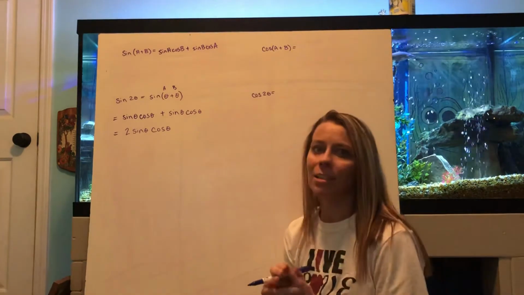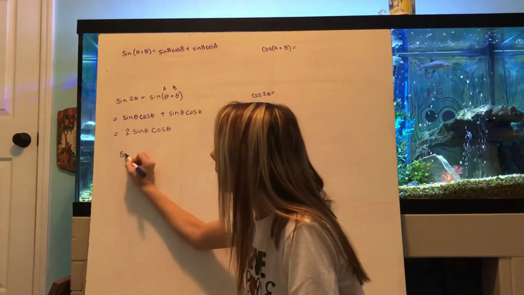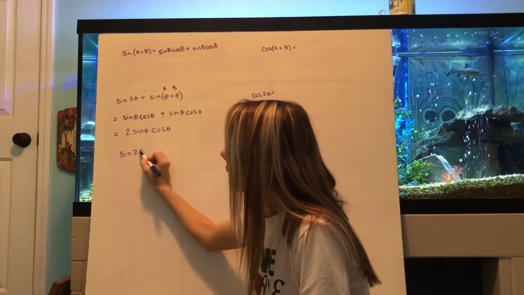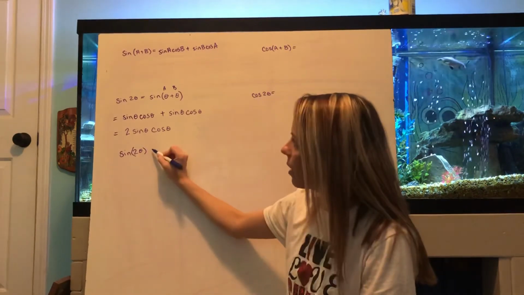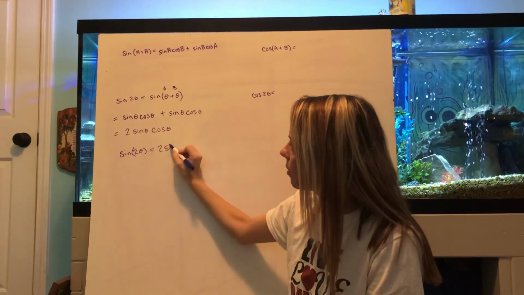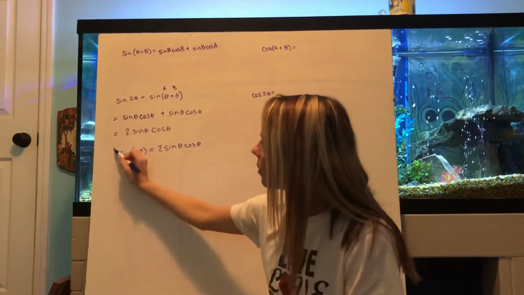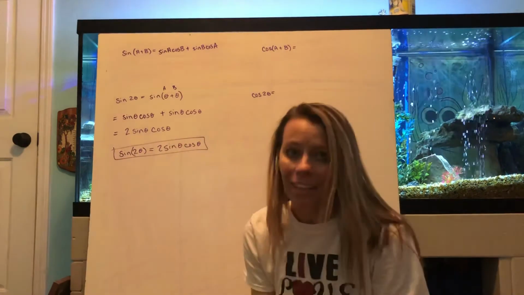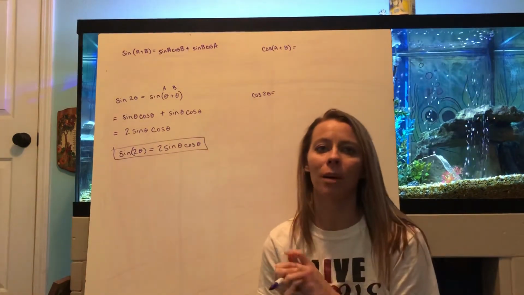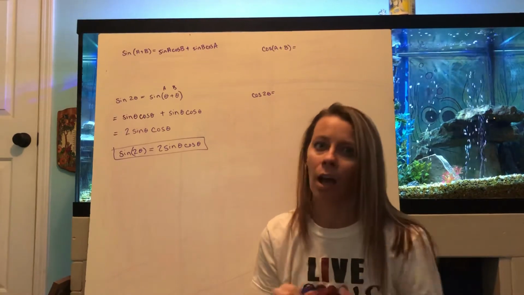So that identity is super important. So if you ever have sine 2 theta, it's the same thing as having 2 sine theta, cosine theta. Please highlight that in your notes because it's going to come up later whenever we are solving trig equations.